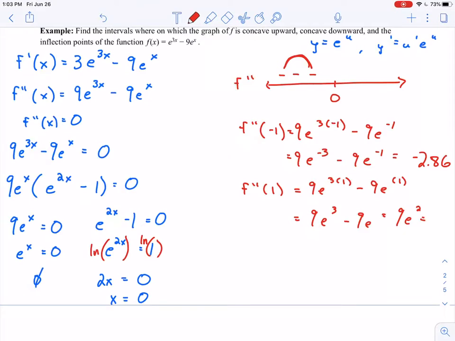Here I have 66.50 if you round to 2 decimal places. But in either case, it's positive. So my second derivative is positive on the right-hand side of 0, which means our function, f of x, is concave upward on that region.